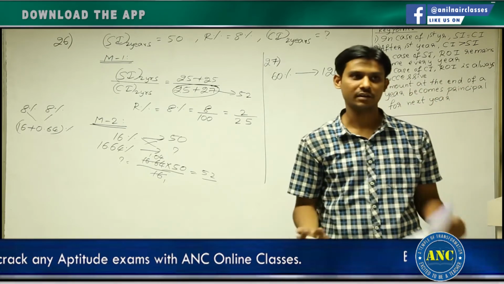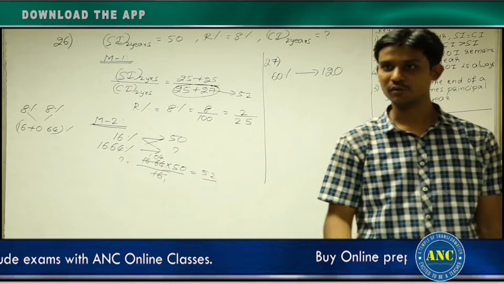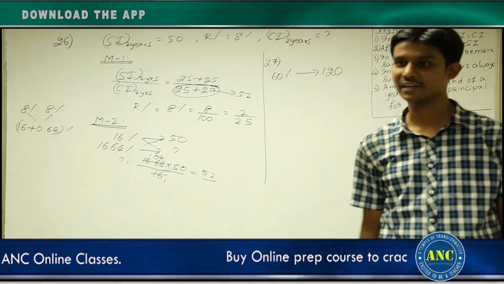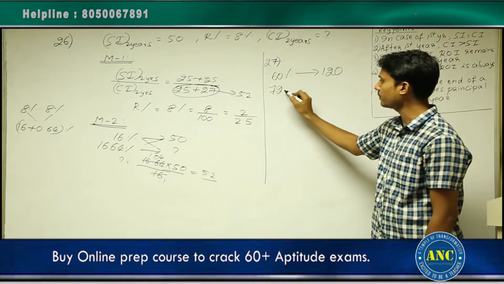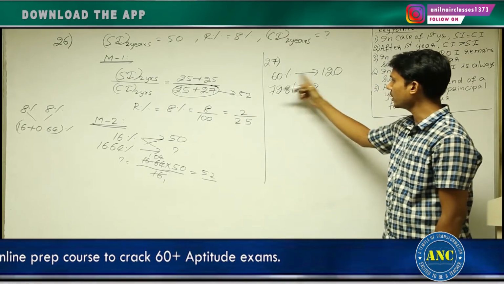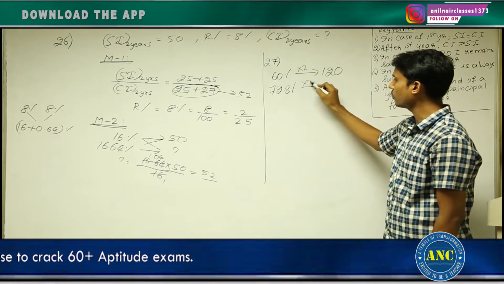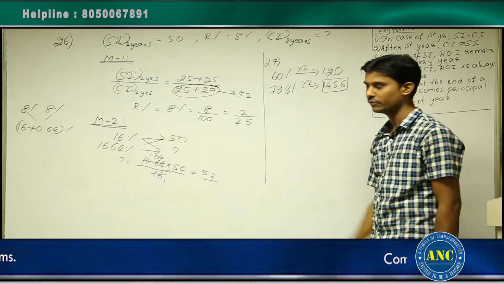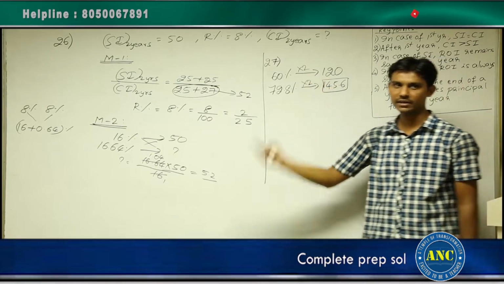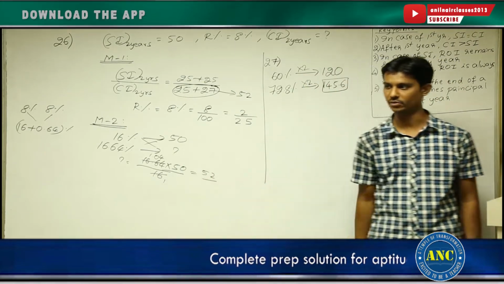3 years at 20%. 20, 20, 44 you will get. 44 with 20, 72.8. We did it in the first problem of compound interest. 72.8% should give you how much? 60 into 2 is 120. 72.8 into 2 is 145.6. If you are able to find multiplying factors like this, it will be easy. Otherwise, cross multiply and find it out. That's all.